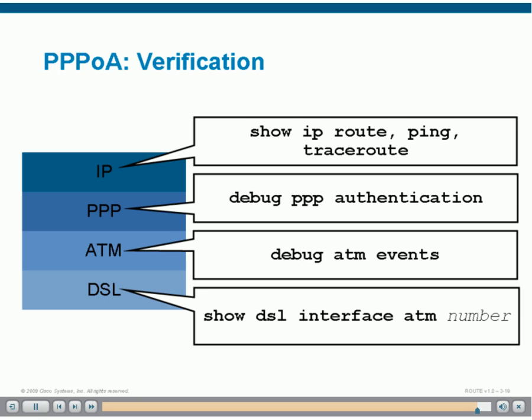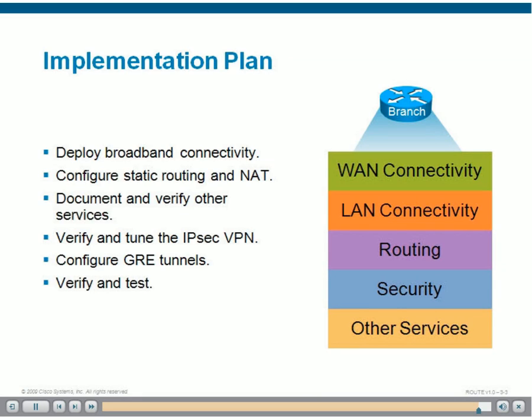This list of verification commands is not exhaustive, but these commands will help display the components and verify and troubleshoot DSL connectivity. Looking again at our implementation plan, deploying broadband connectivity is an important component of our branch upgrade scenario. In this topic, we discussed and overviewed DSL as an example of such technologies. Now let's move on in our configuration and implementation plan in another topic.